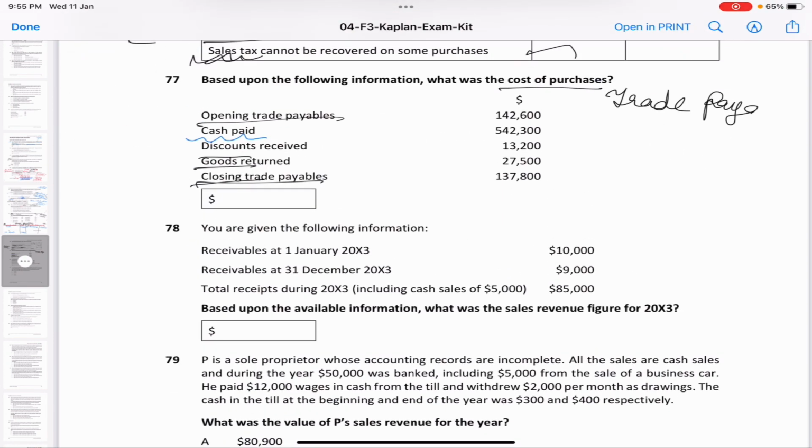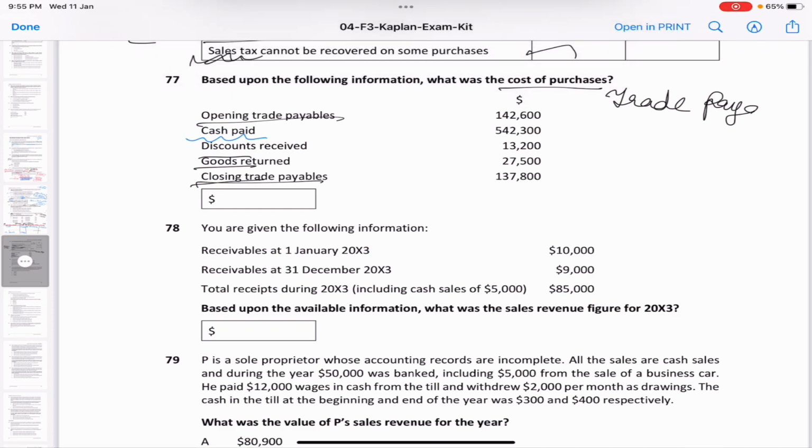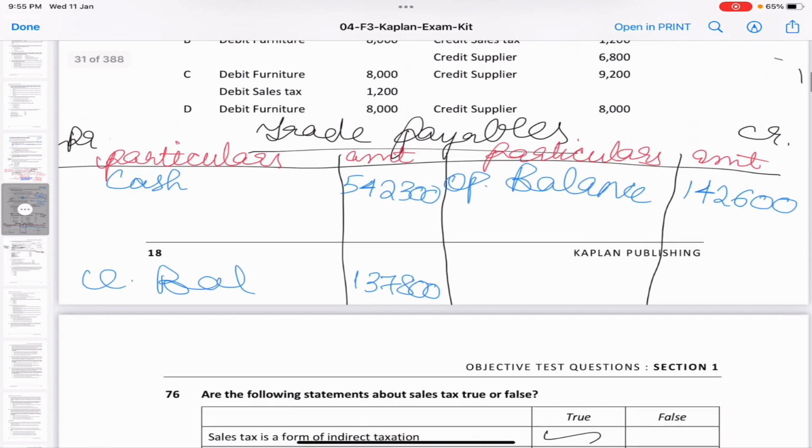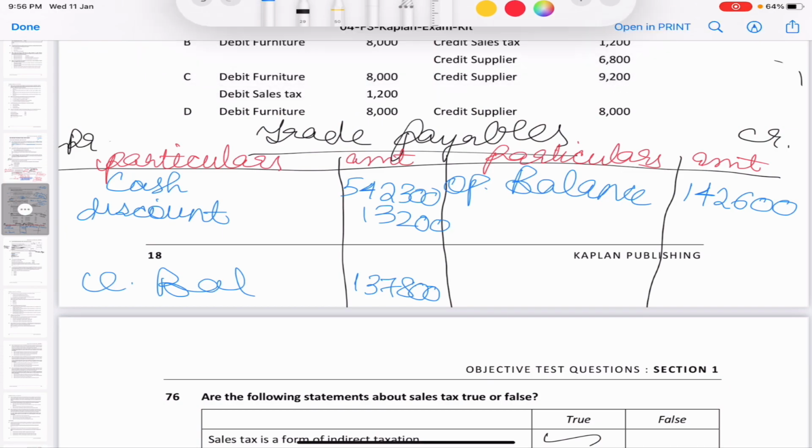Discounts received. Okay. Whenever discounts are being received, do my trade payables increase or decrease? Connect with the concept. When I receive a discount, my trade payables reduce. Now I have to pay a lesser amount, right? Since the balance of trade payables is credit, if it increases, we will credit it. If it decreases, we will debit it. So discount received, 13,200. Okay.